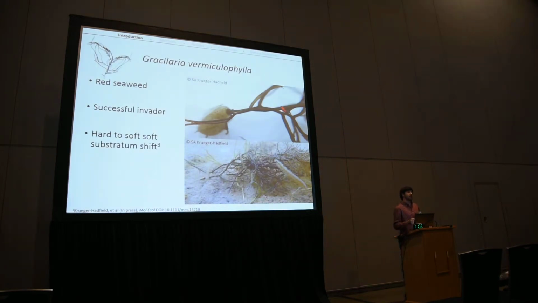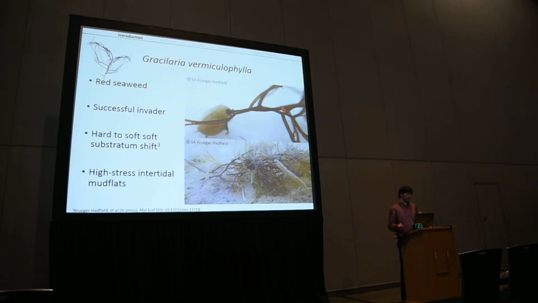Accompanying the introduction, Gracilaria has undergone an ecological shift as well. Pictured in the top is a typical native plant that undergoes sexual reproduction and settles onto hard substratum. And pictured in the bottom is from the introduced populations, which are typically found on intertidal mudflats. And those populations aren't undergoing sexual reproduction and propagate clonally.